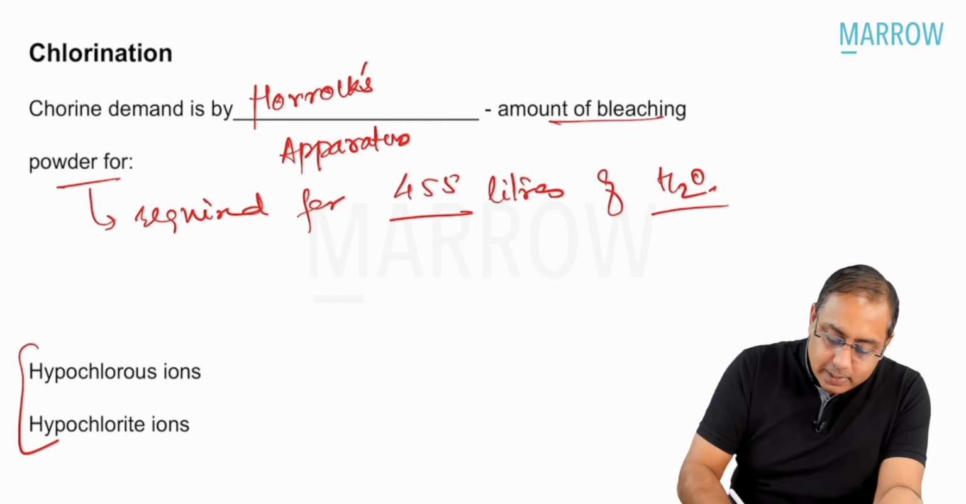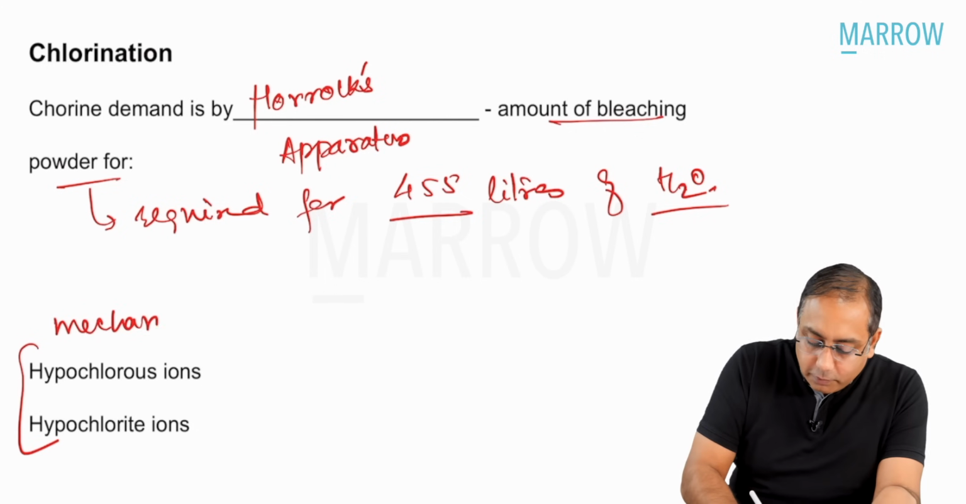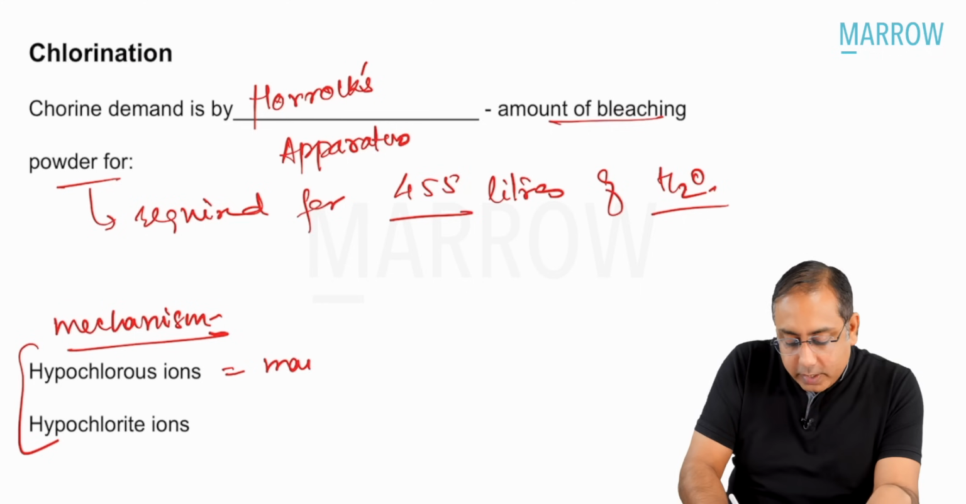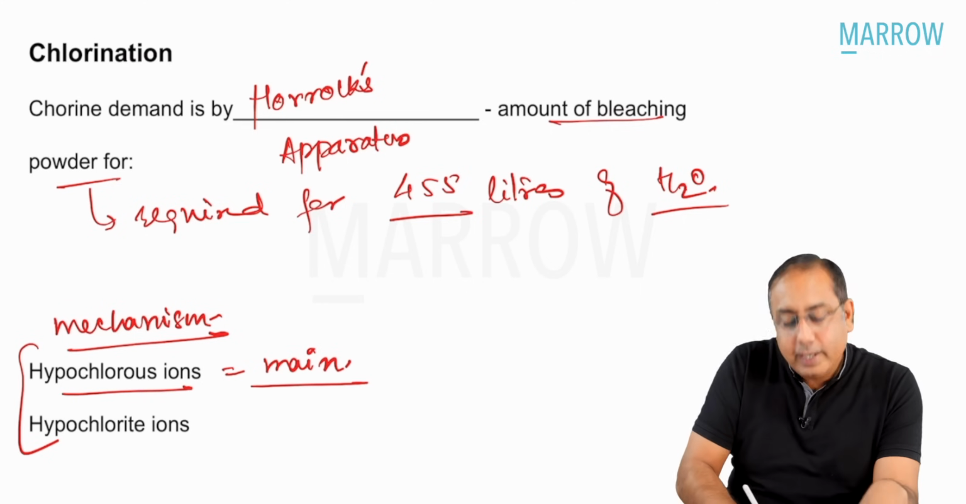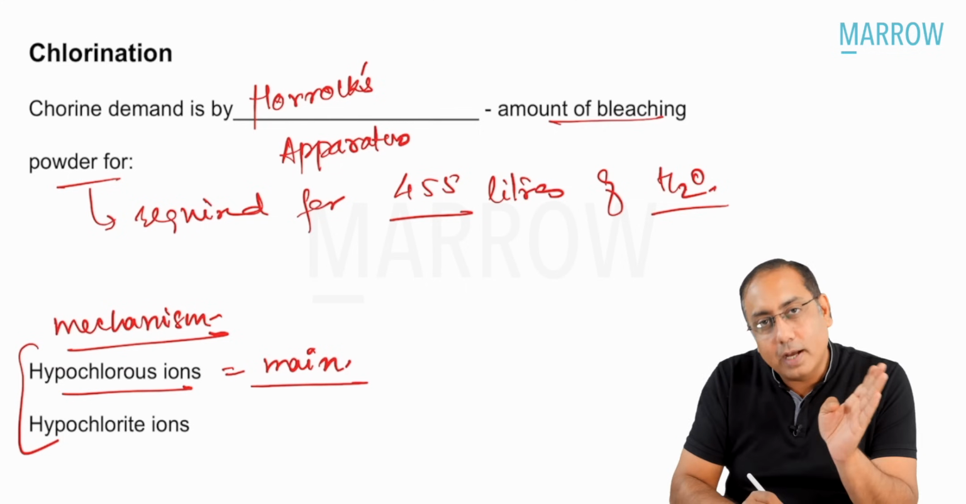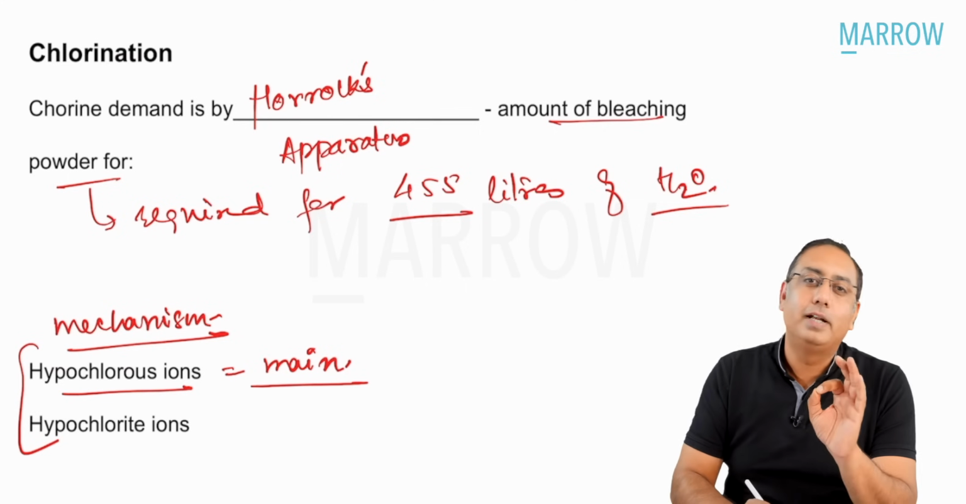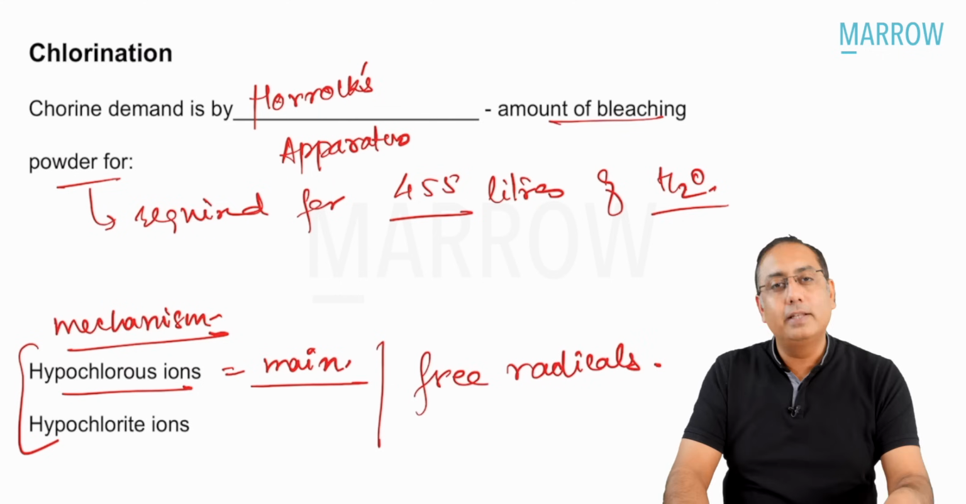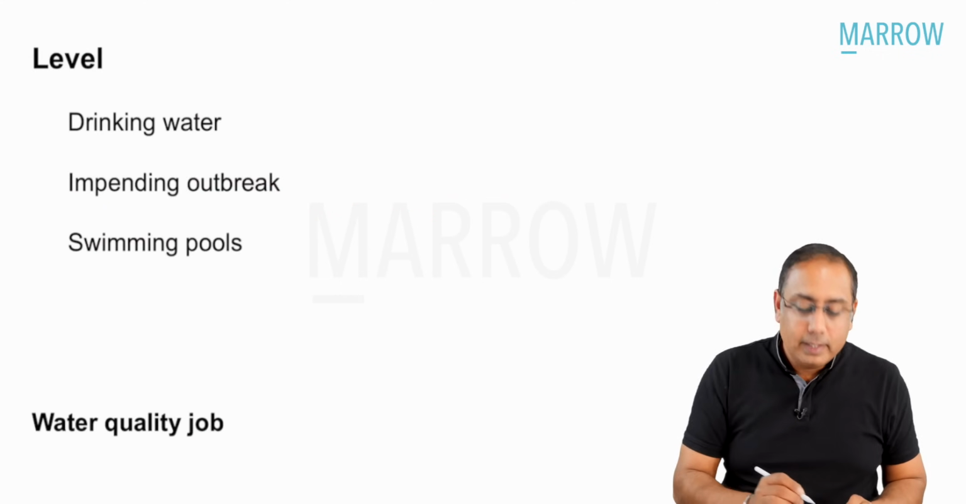And what is the mechanism? The mechanism of chlorination is by formation of free radicals. Which one is the main free radical? It is hypochlorous ions. What is the other free radical? It is hypochlorite ions. They both are called free radicals. So formation of free radicals, that is hypochlorous and hypochlorite, is the mechanism.